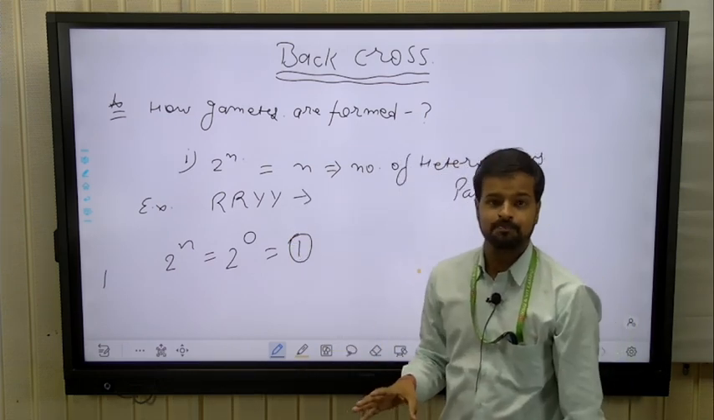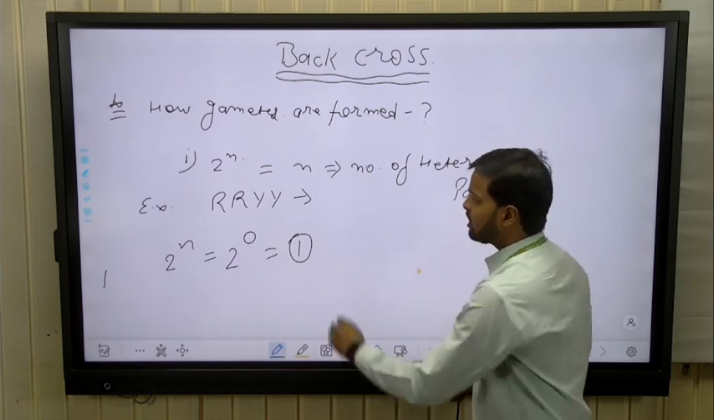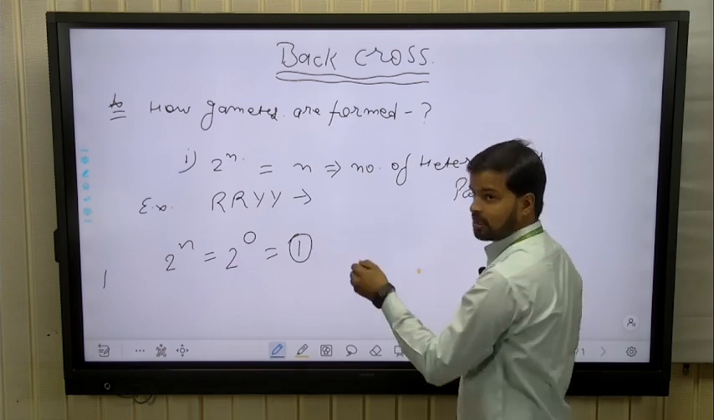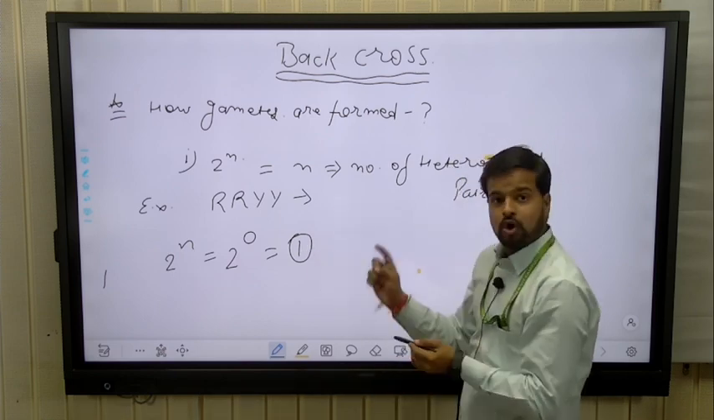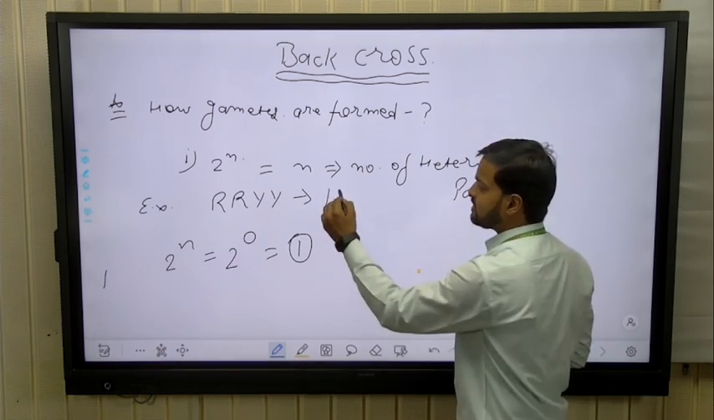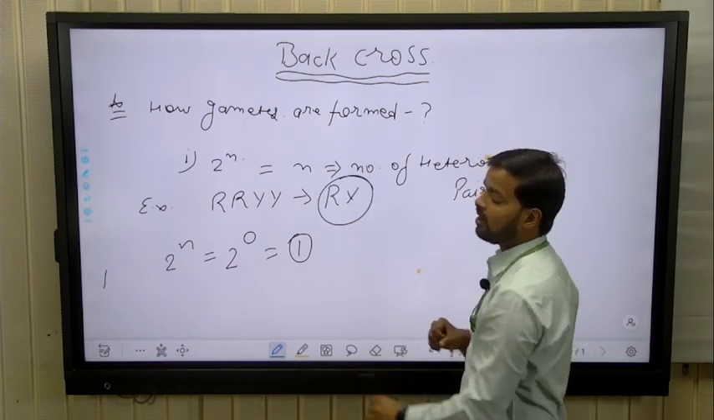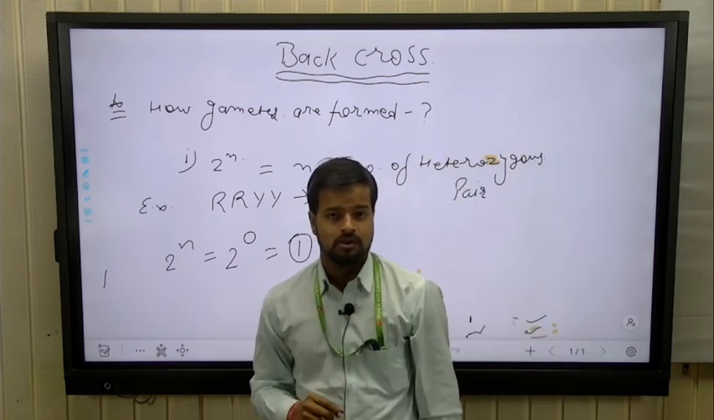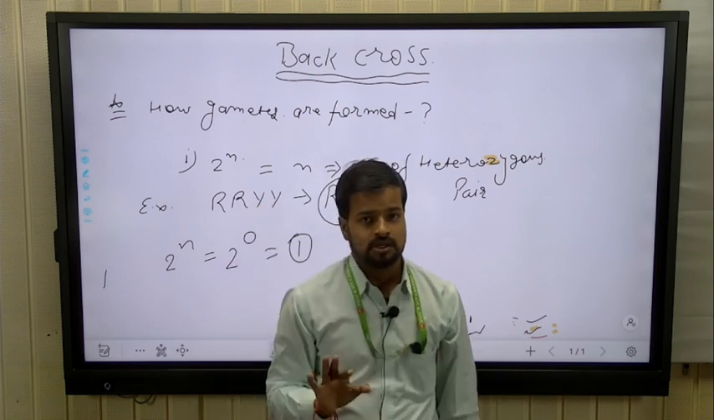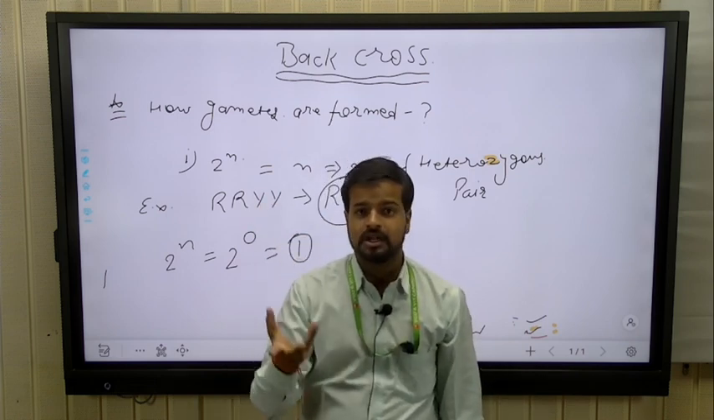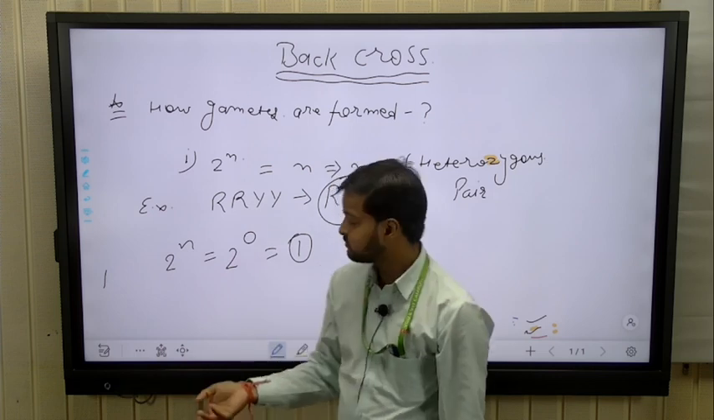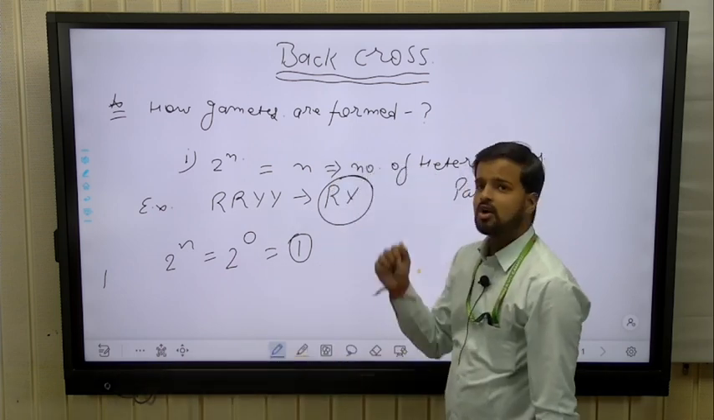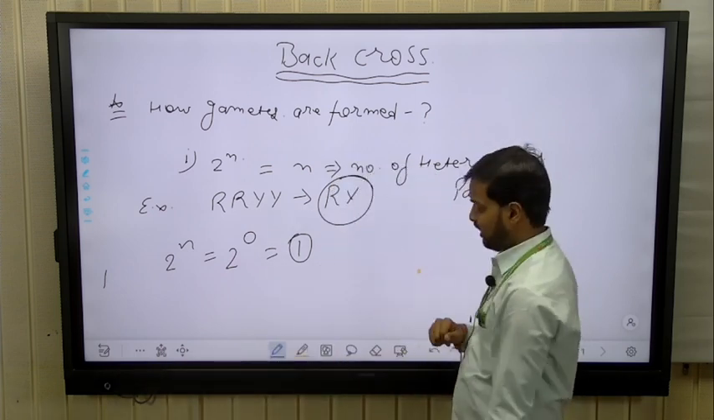It is real. Yes, it is real, because with this formula and without this trick, we obtain only a single gamete, and the gamete is what? Capital R and capital Y. That means this trick is right to get the correct answer within seconds.